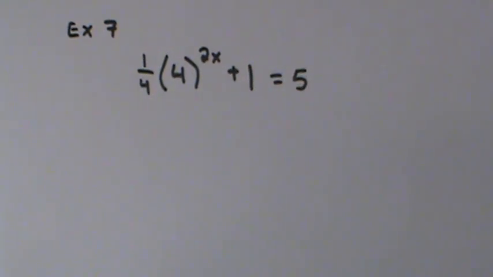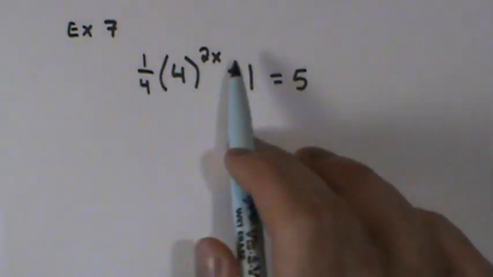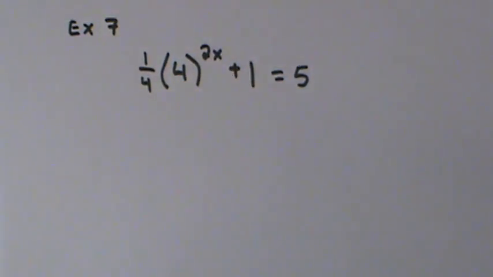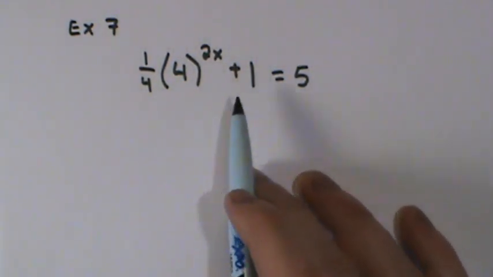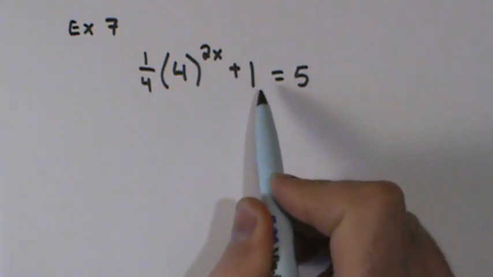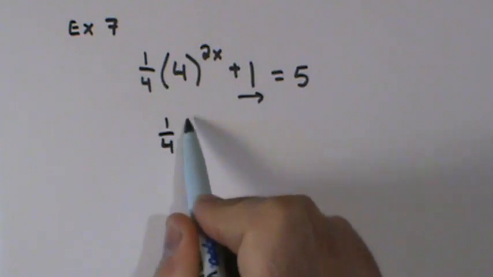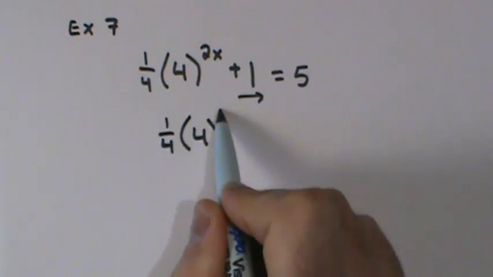More examples on how to use logarithms to solve equations. So once again, I start with this strange looking equation that has an exponent of 2x. There are some basic things that I can do. I can move this 1 across to the other side. So I've got the 1/4, 4 raised to the 2x.